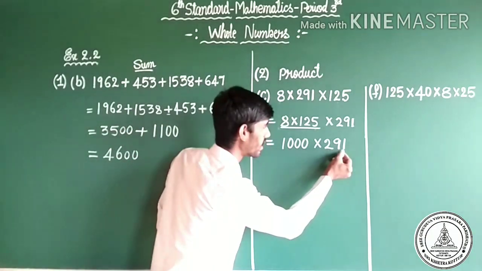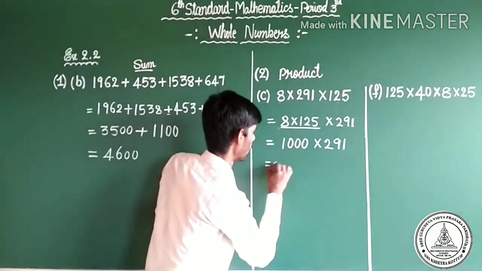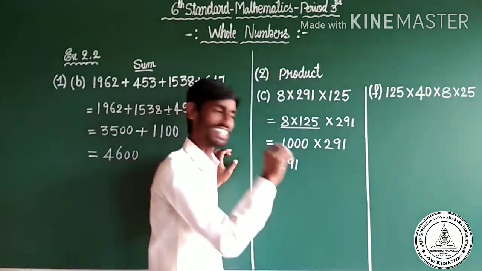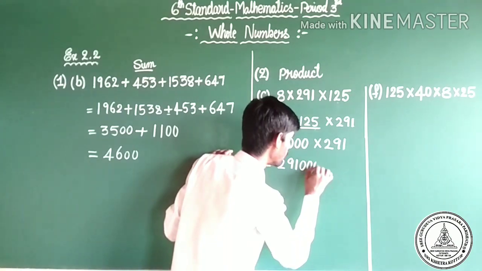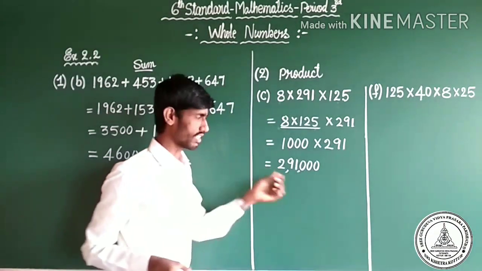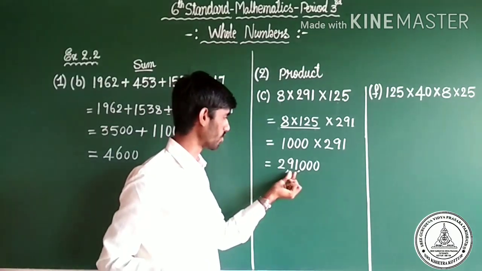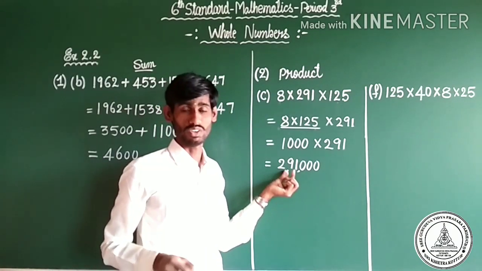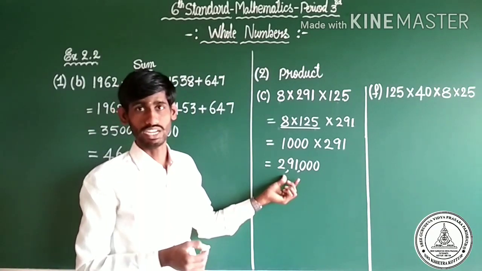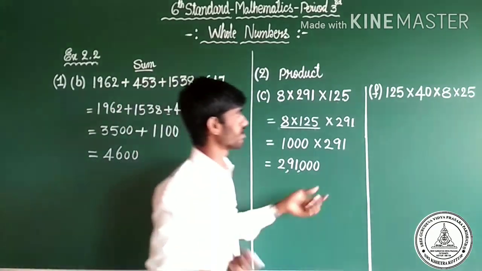See, 291 into 1000 is 291,000. How many zeros here? There are 3 zeros, 1, 2, 3. So you may put a comma after 3 digits, then after 2 digits. You know very well how to place the commas. International, Indian, just to recall.